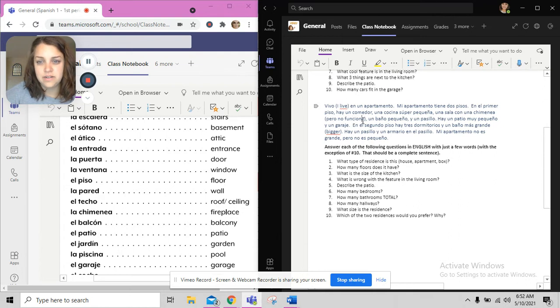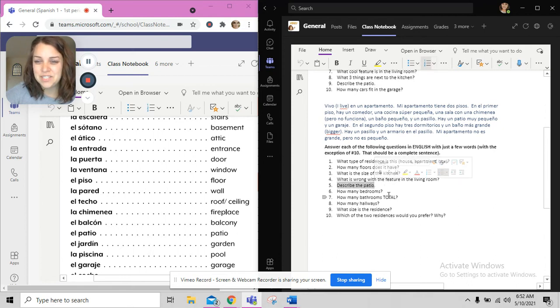Now this word here, if you look at it, and if you were to throw a T in there, it would look like function. No function. No function doesn't work. All right. So it doesn't work. It's broken. All right. So that's your answer for number 4.